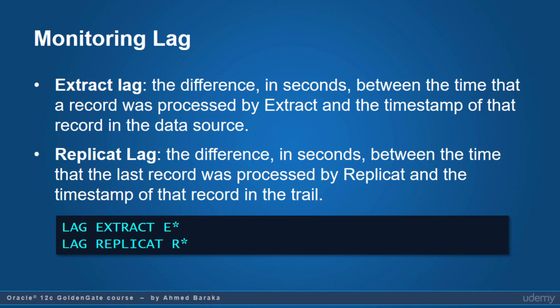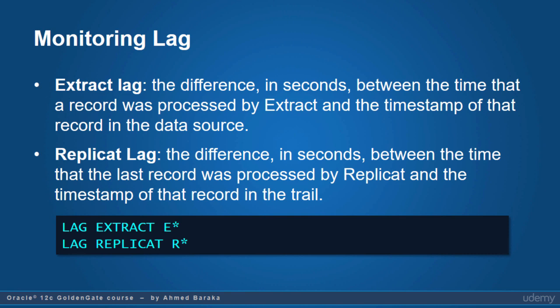Perhaps the most important statistic that you should always look at is the lag. If the lag is increasing constantly, usually it is a fair indication that something wrong is going on. From the GGSCI command prompt, you can obtain two types of lag, the extract lag and the replicat lag. The extract lag is the difference between the time that a record was processed by extract and the timestamp of that record in the data source.